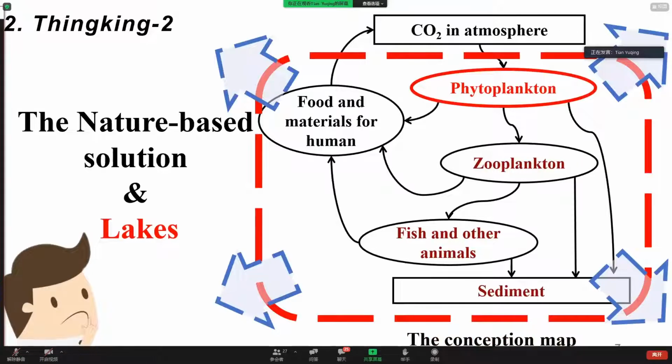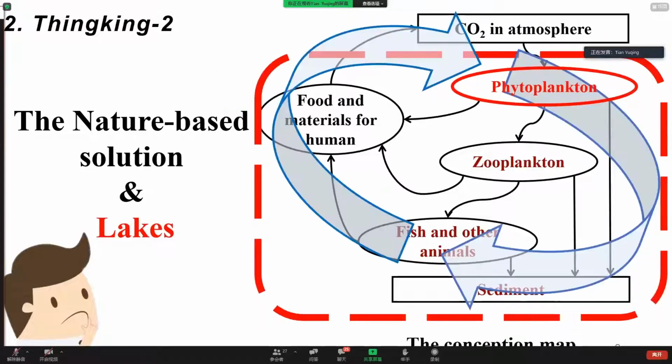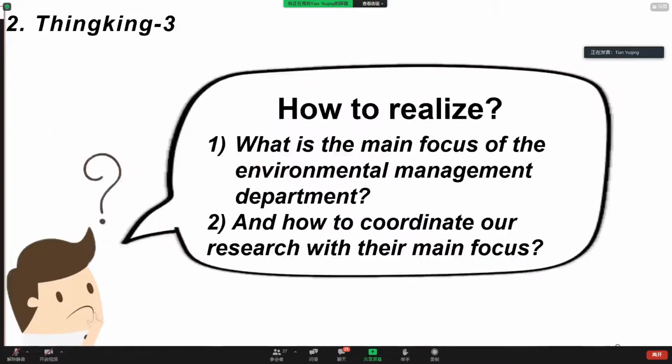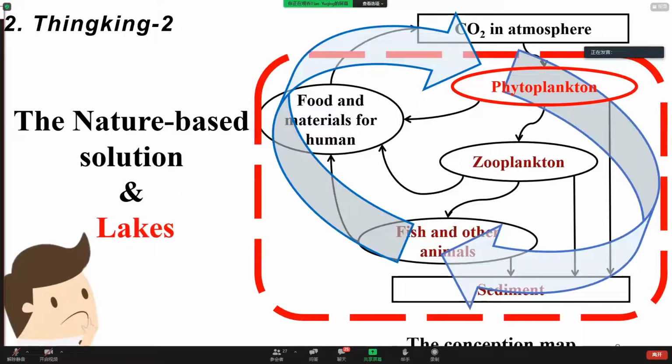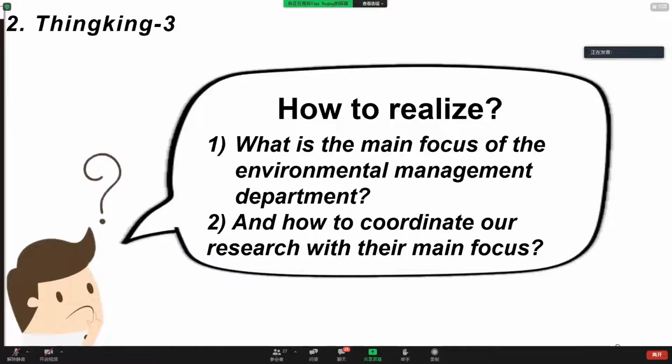The solutions can fight climate change in two ways. On the one hand, they are expanding the environmental capacity of carbon dioxide. On the other hand, building a sustainable carbon circle system. Our conception map is beautiful and desirable, but how to realize it? In my view, the following questions should be considered when we want to incorporate carbon sequestration into land management.